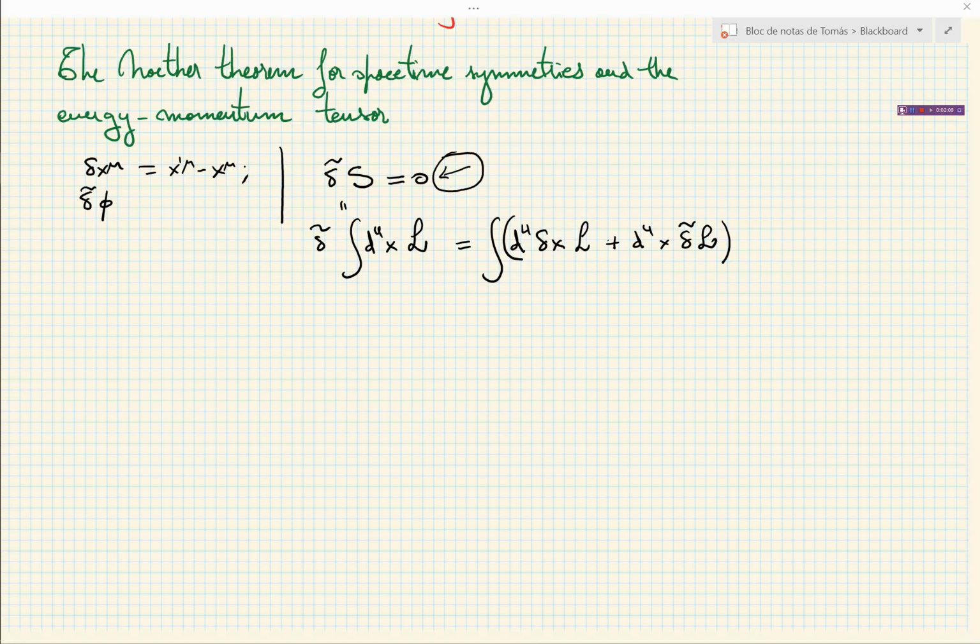Really this is 0, but 0 written in an interesting way. So now we have to compute this variation. Sorry, I have written this variation in this way, but maybe I should write this. So we need to compute first delta of d^4x, which is really d^4x prime minus d^4x.